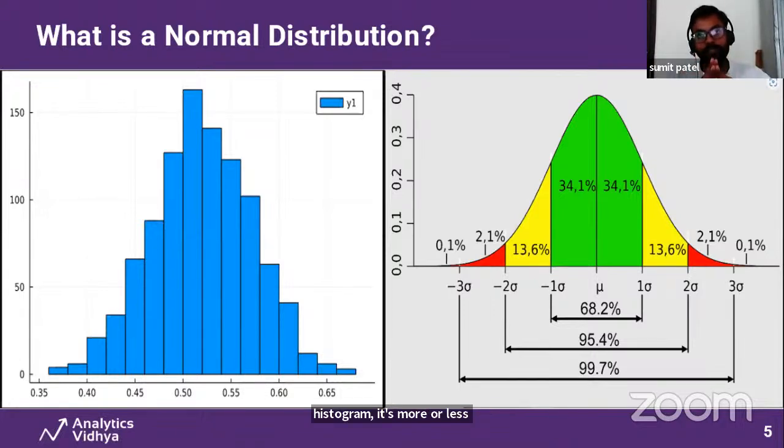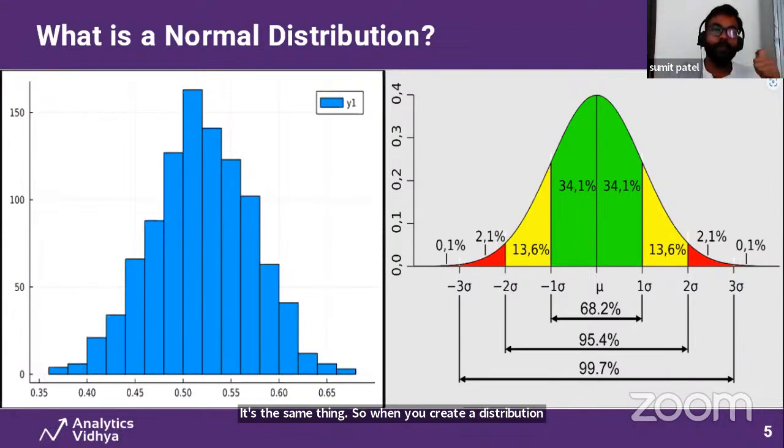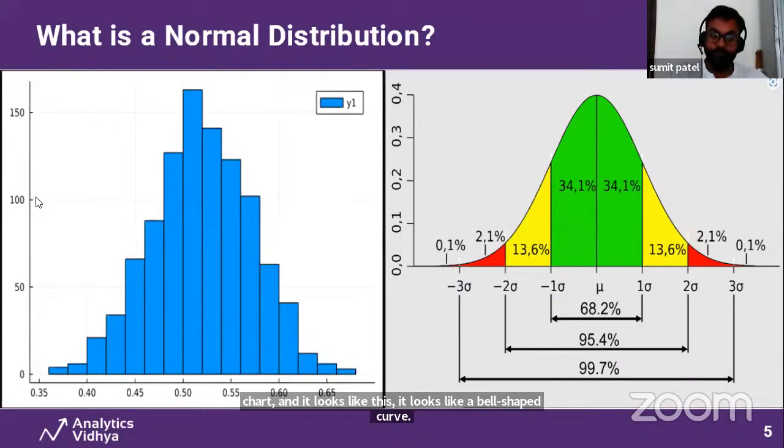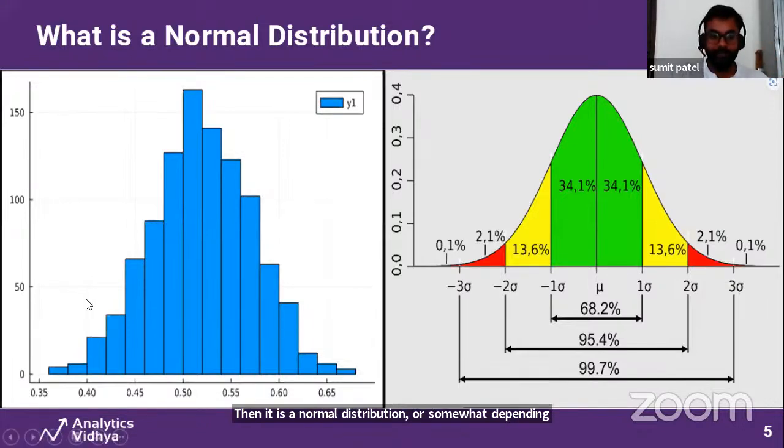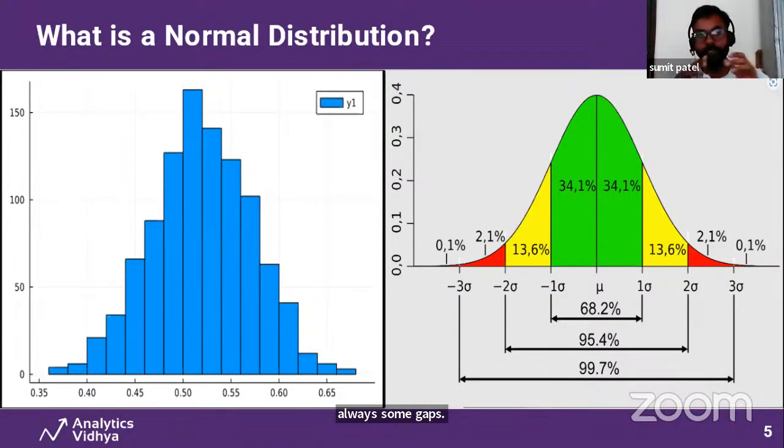So when you create a distribution chart and it looks like a bell-shaped curve, then it is a normal distribution, or somewhat so, depending upon how close it is to a bell-shaped curve. If it is exactly like a bell-shaped curve, then it is very close to being a normal distribution. Obviously, you won't find an exact data set with 100% ratio, because there are always some gaps. But if you draw a distribution chart and it looks like a bell-shaped curve, then you can be sure that it's a normal distribution.